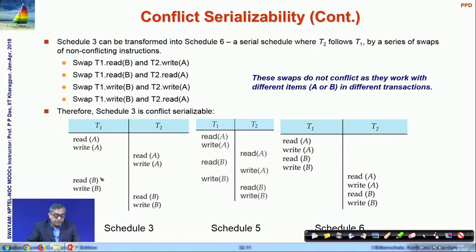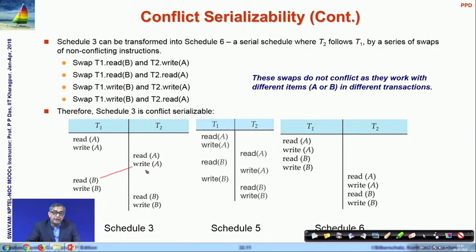Here, if I look into these two instructions, which are consecutive instructions in schedule 3, I can swap them. That is, I can do read B first and then do read A. I can swap read B and write A. Read B and write A can be swapped. Once I have done that, then I can swap read B with read A. It has become before write A. I can swap it, because read B and write A or read B and read A do not conflict, they are non-conflicting instructions.